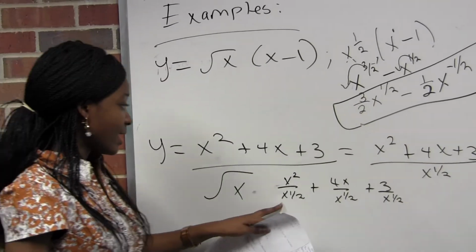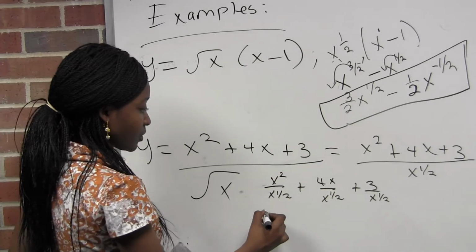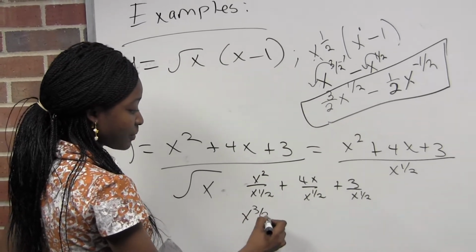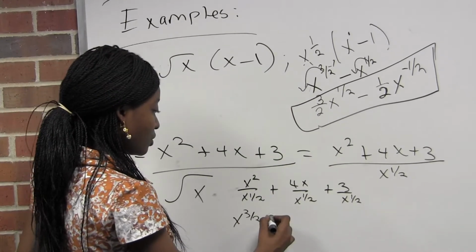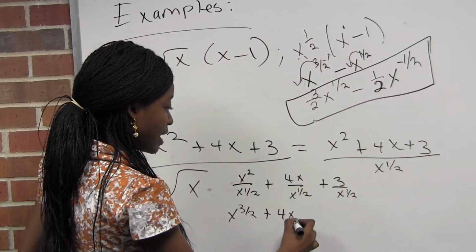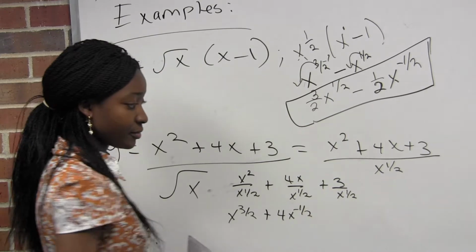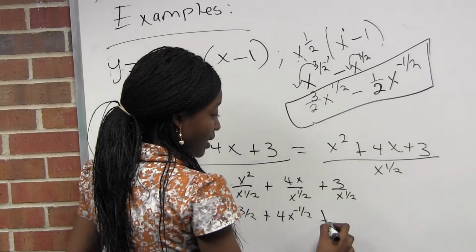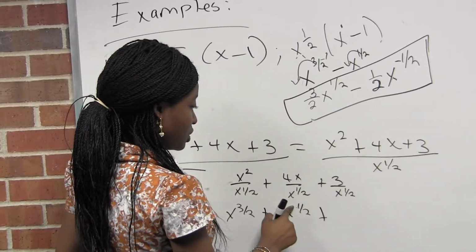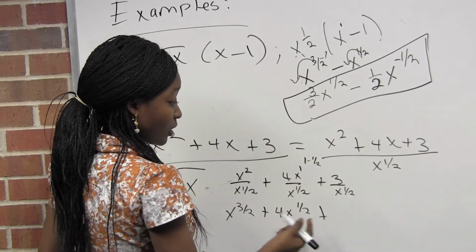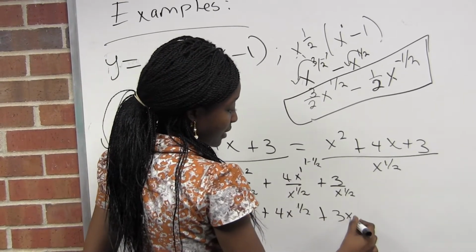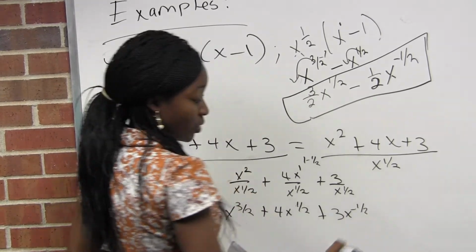Right? So here I'm going to have x to the power of 3/2 because I'm going to subtract my exponents. Here I'm going to have 4x to the power of 1/2. Right? And here I'm going to have, it should just be 1/2 because this is 1, so it's 1 minus 1/2, which gives me 1/2. So here I'm going to have 3x to the power of negative 1/2.